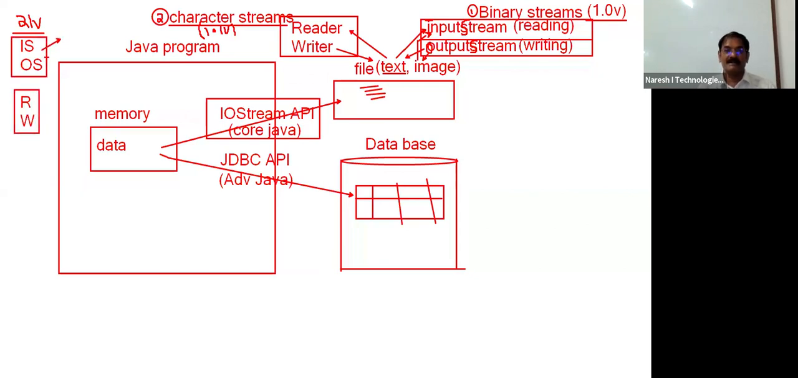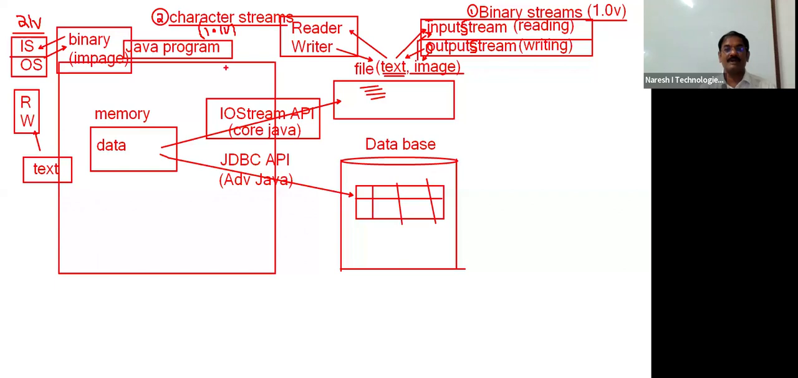If you want to read and write binary data, nothing but image data, choose input stream and output stream. If you want to read and write text data, use what? Reader and writer. Can I read image data by using reader and writer? No. Can I read text data by using input stream and output stream? Yes. Using input stream and output stream, we can read both text data and image data. But using character streams, reader and writer, I can read only what data? Text data only.